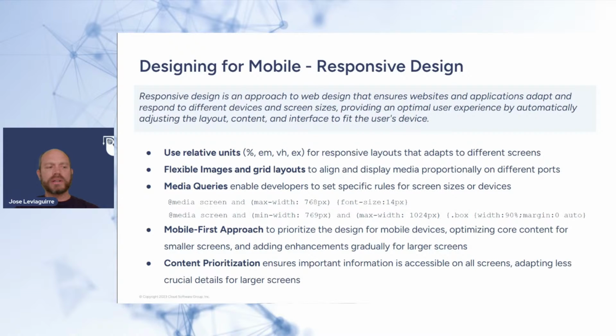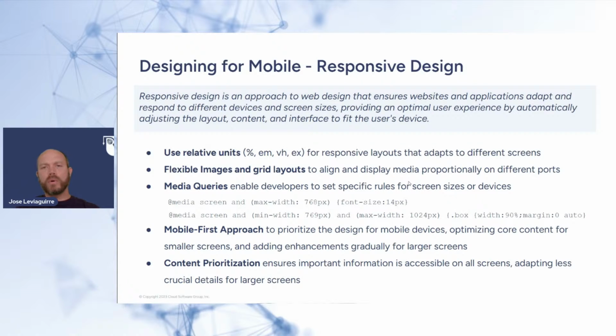Also, flexible image and grid layouts to align and display the media proportionally on different viewports. Media queries: when you are dealing with text areas or CSS, you can put media queries, which are rules to set the minimum and maximum width depending on the screen resolution size. So you have certain rules. If the width is a certain number of pixels, then I want this font size or this layout or things like that. And here are a couple of examples.